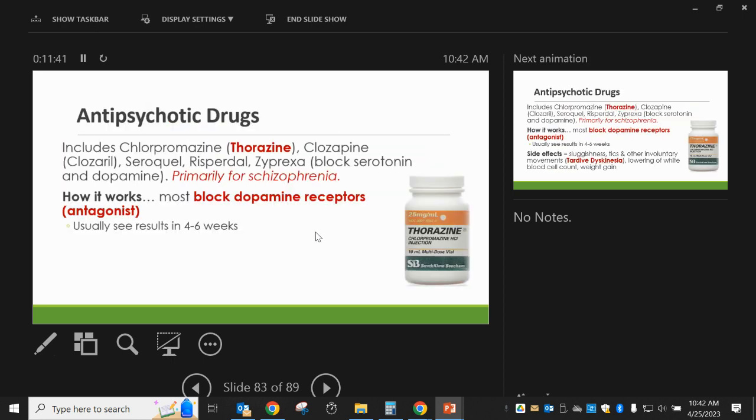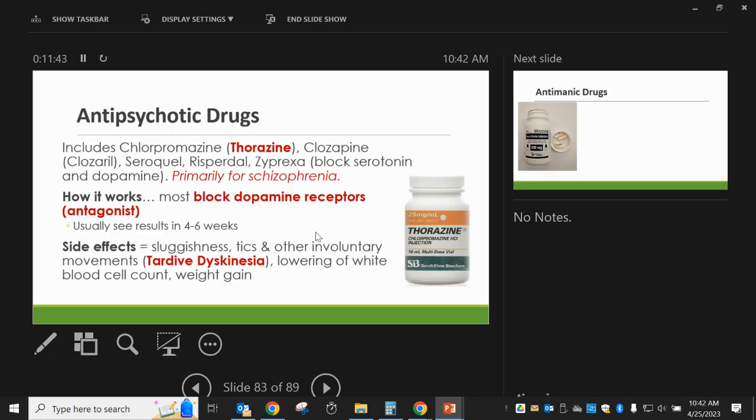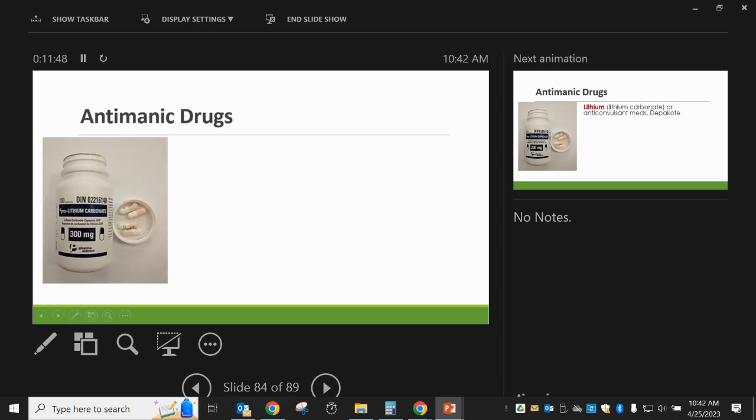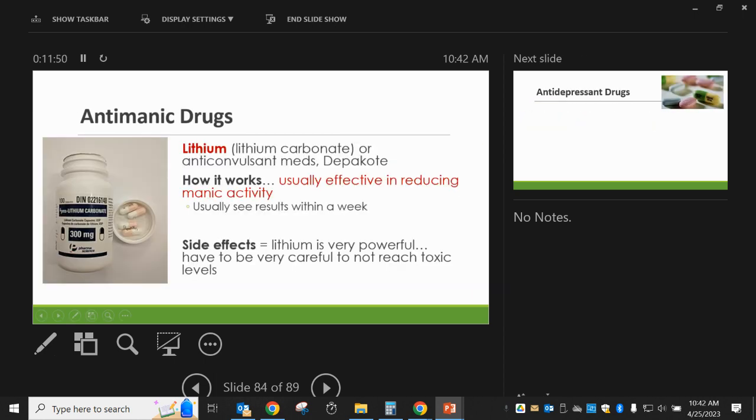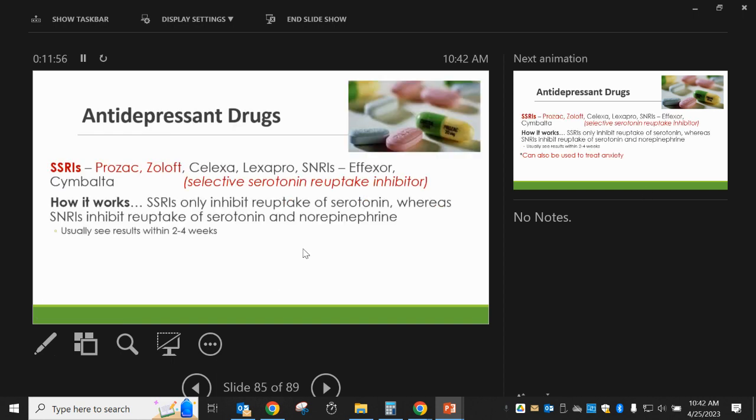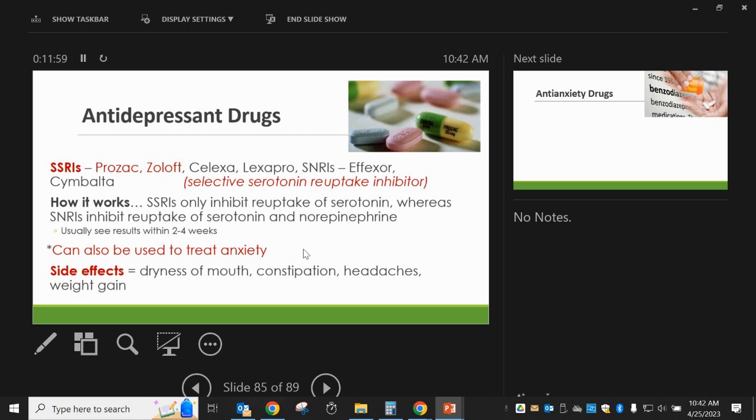Let's see. Antipsychotic drugs. Thorazine is the most well known. It helps to block dopamine receptors, but the side effect is tardive dyskinesia, which includes tremors. Lithium is the primary drug used for bipolar disorder, helps to prevent the mania. Antidepressants, also used for anxiety.